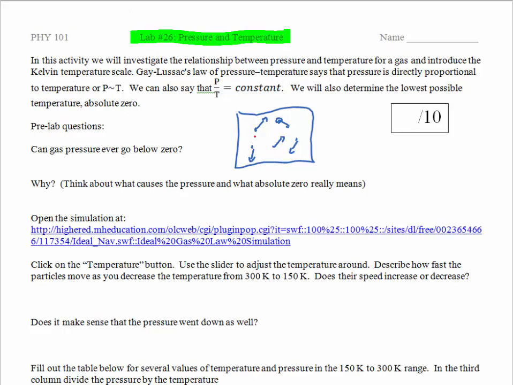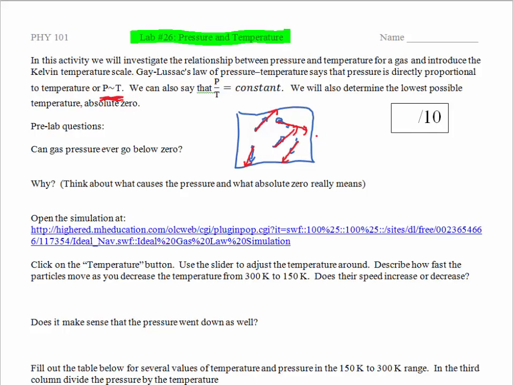If I were to heat this gas up, then these guys are going to be moving faster and faster, and so they're going to be bouncing off the surfaces of the container with a lot more speed, and there should be more pressure. So we can say that pressure is directly going to be related to temperature.